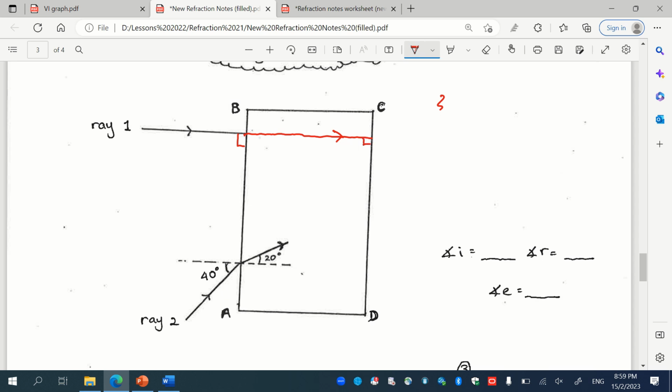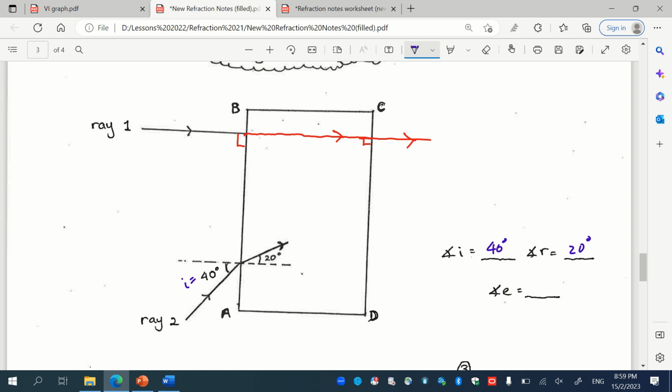Now in your test and exam, you have to use a ruler and pencil and draw straight. Any freehand drawing, I repeat, any freehand drawing, you will lose marks. Must be straight. Now the second ray, the angle is given to you, 40 and 20. I is 40. So let's write it down. Outside here, I is 40. And R, between the refracted ray and the normal line, is 20 degrees.